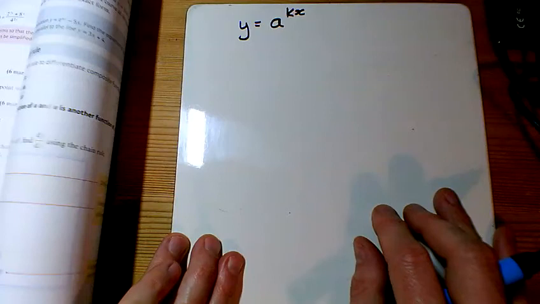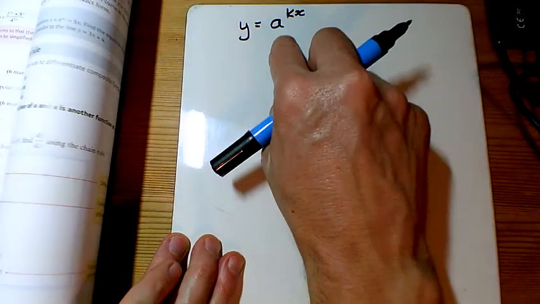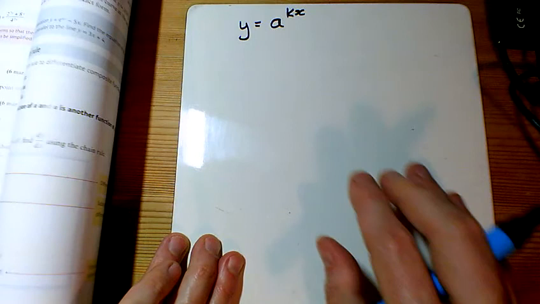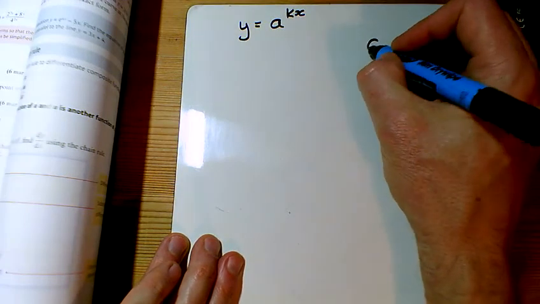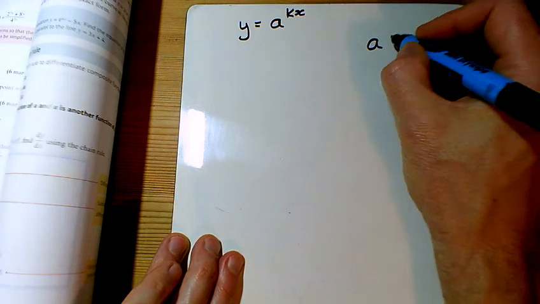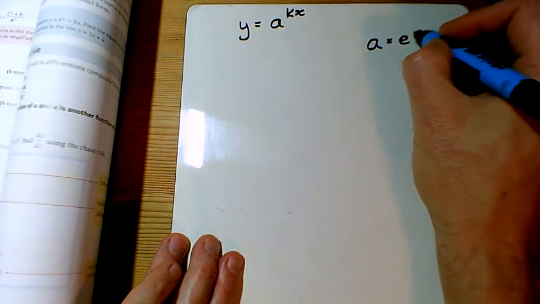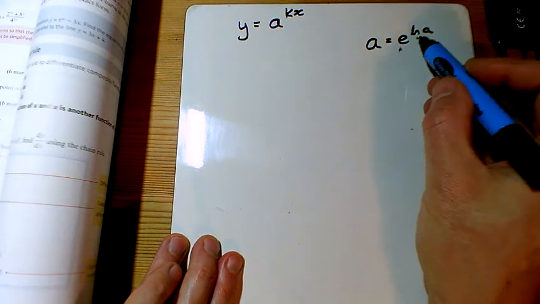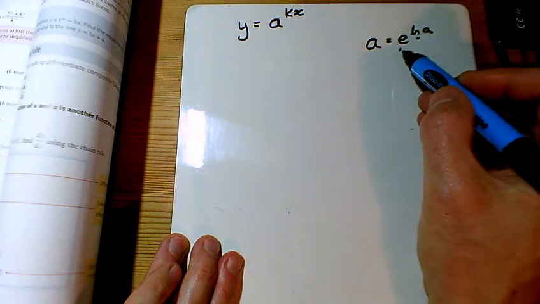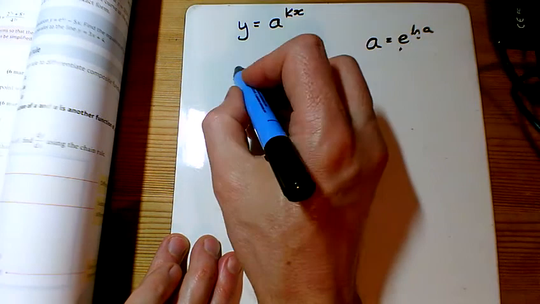Question 9 is a nice little proof. So you're given what this differentiates to, but we've got to try and show how you get there. The first thing we've got to think of is, would you agree that A is the same as e to the ln A? These two things would just cancel each other out, wouldn't they? So A is equal to e to the ln A.